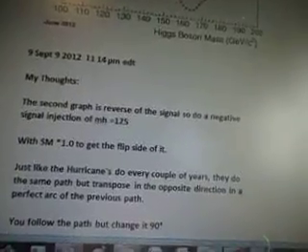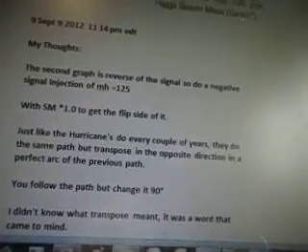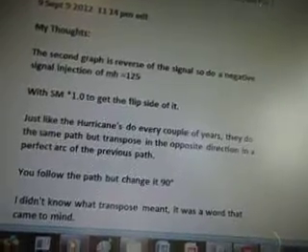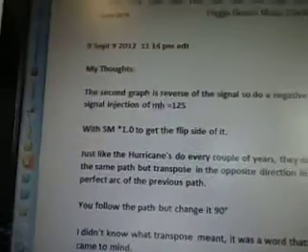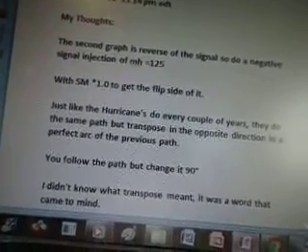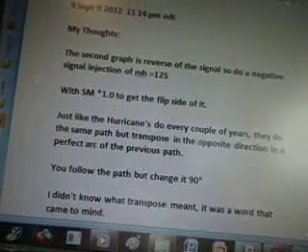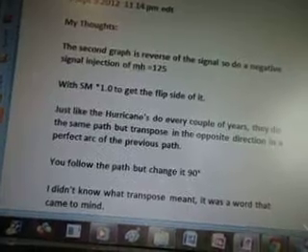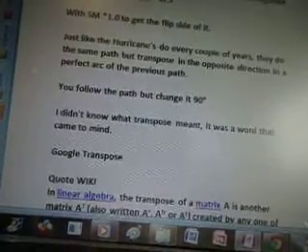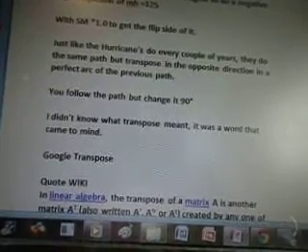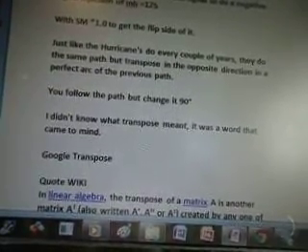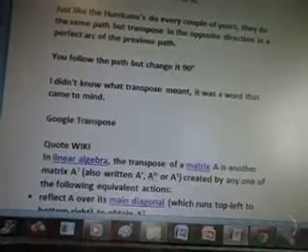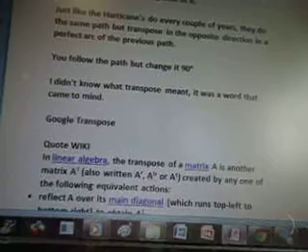So September 9th was when I was working on the video and on the research. Today's November 15th, 2012. My thoughts. The second graph is the reverse of the signal, so do a negative signal injection of MH equals 125 with SM 1.0 to get the flip side of it. Just like the hurricanes do every couple of years, they do the same path but transpose in the opposite direction, in a perfect arc of the previous path. You follow the path but change it 90 degrees. I didn't know what transpose meant. It was a word that came to mind.